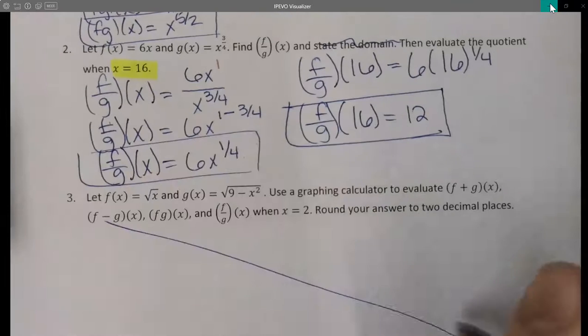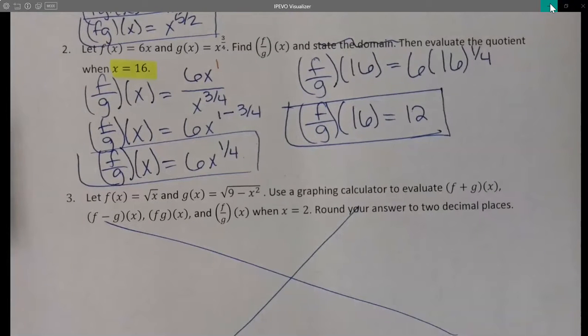Okay, I'm going to skip number 3. What I want you guys to do right now is work on 4 and 5 on the back. I'll give you 10 minutes and then we'll come back over that.